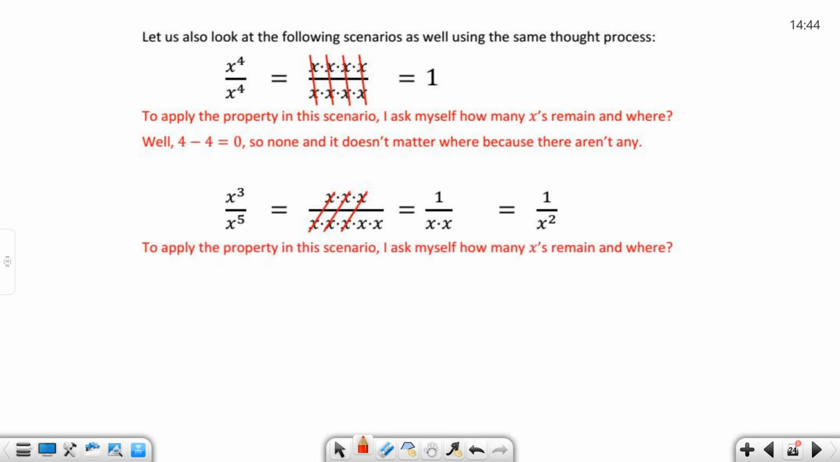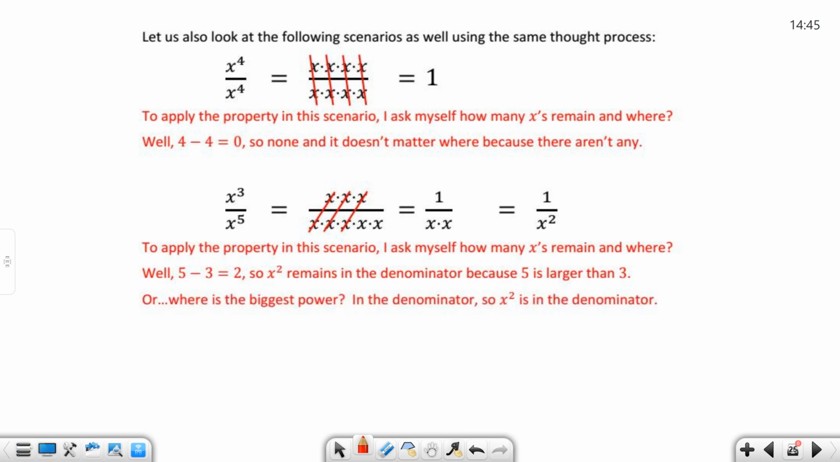So again, I ask myself, how many x's remain and where? Well, 5 minus 3 is 2. That's the first thing. There's 2 left. And the x squared, that means it's x squared. That x squared remains in the denominator or the bottom because 5 is bigger than 3. And 5 started in the bottom. So I always ask myself where the bigger power of x is and go from there.